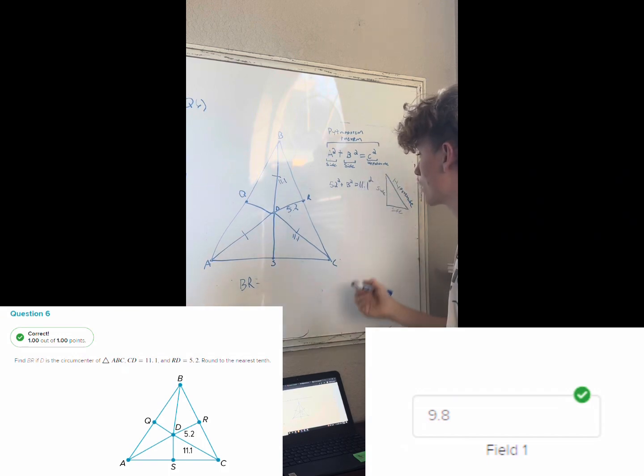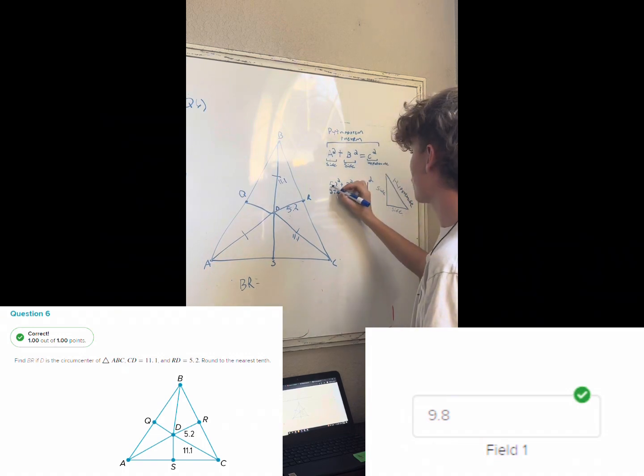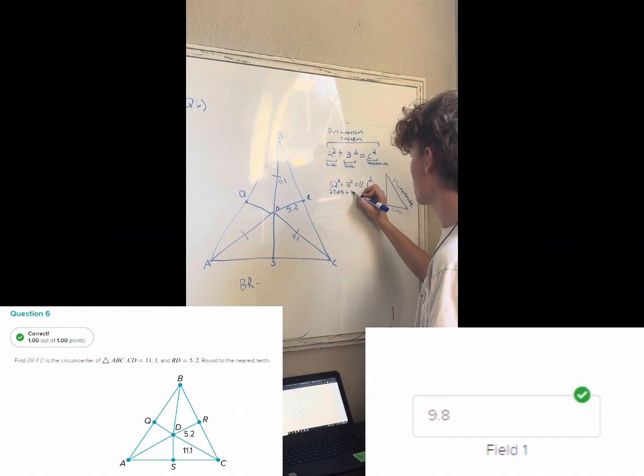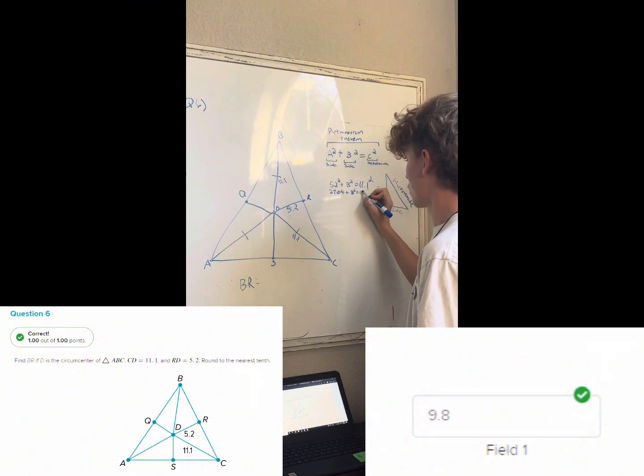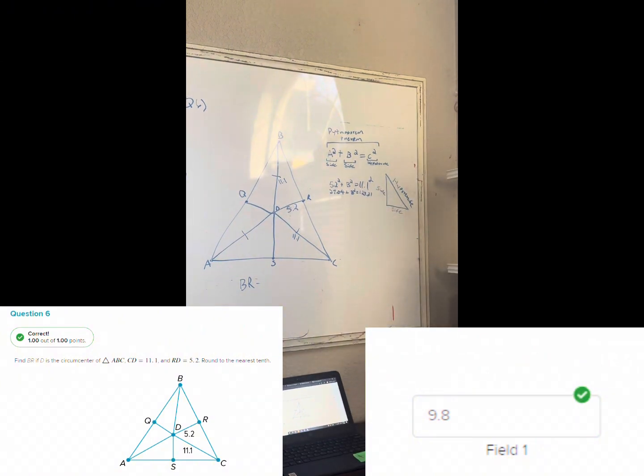We put 11.1 squared, okay? So, we need to square each of them. We need to simplify, okay? So we've got 27.04 for 5.2 squared plus B squared equals 123.21. I would suggest following along on your own calculator. It's a good way to learn.